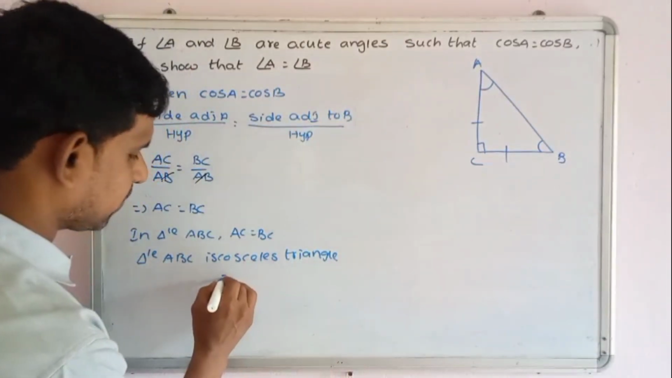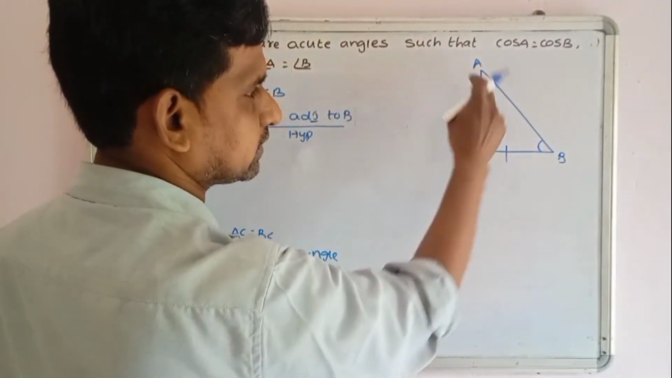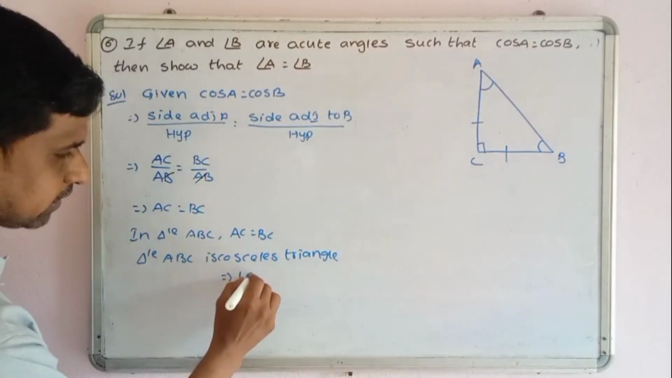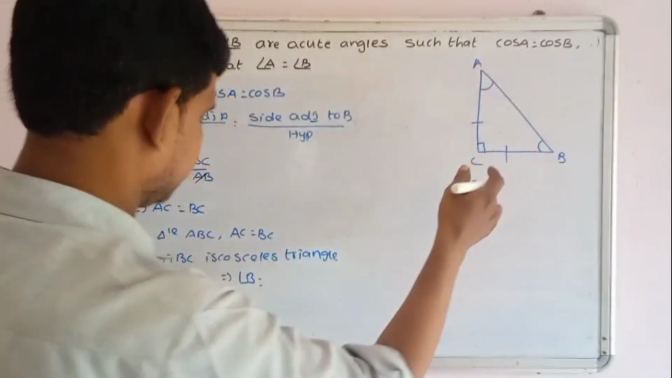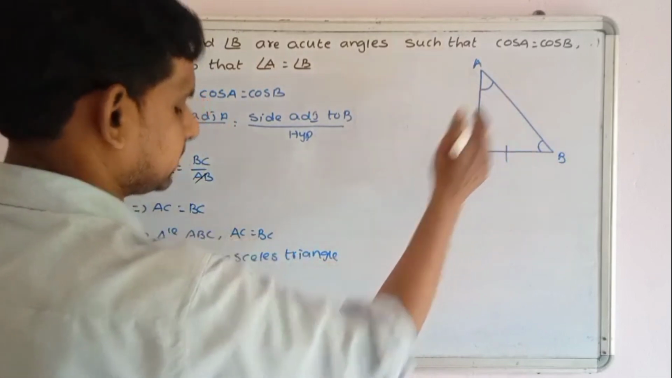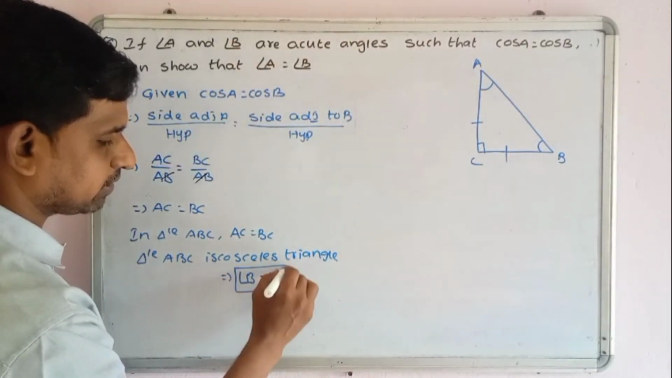Now, what is the angle opposite to AC? The angle opposite to AC is angle B. Next, the angle opposite to BC is angle A. So, therefore, angle A equals angle B.